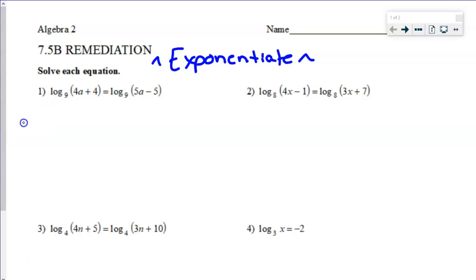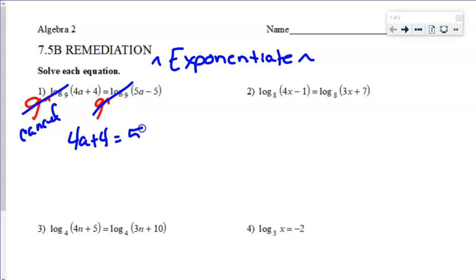Numbers 1, 2, and 3 are kind of easy because there are logarithms on both sides. So for instance here, when you exponentiate with a 9, what you're doing is raising this problem up into the exponent position. And when you have 9 raised to the power of log base 9, these functions undo each other. They cancel out, which means the 4a plus 4 drops down. And then the same thing's going to happen here. They're going to cancel out, and the 5a minus 5 drops down. So now you have a little two-step equation that you're going to solve.